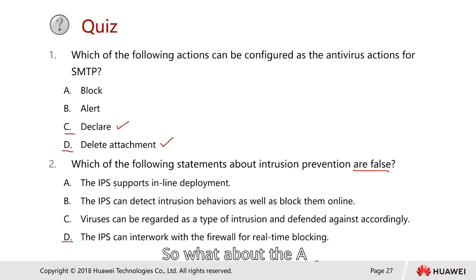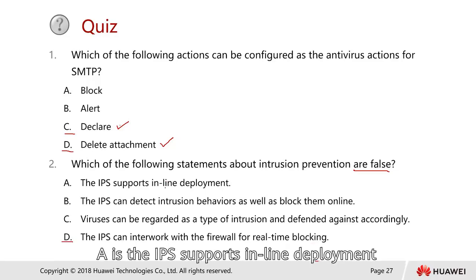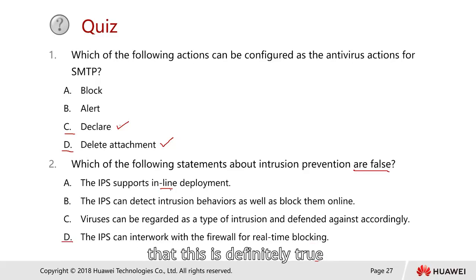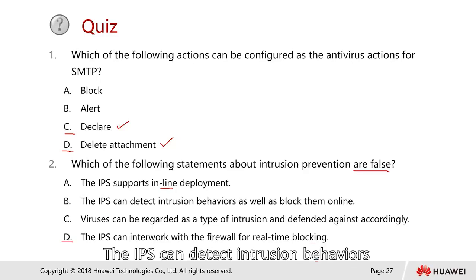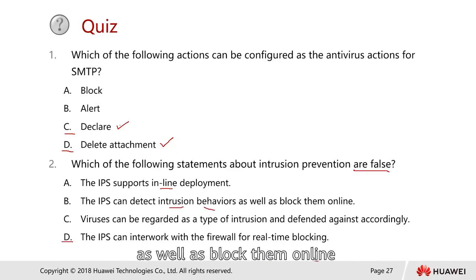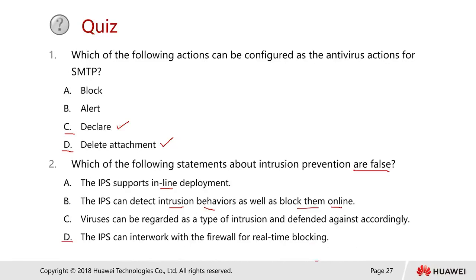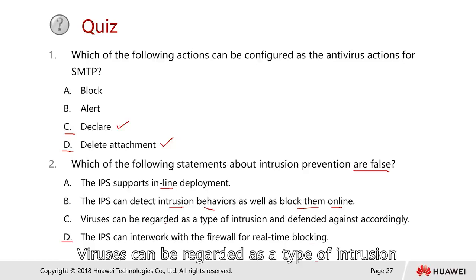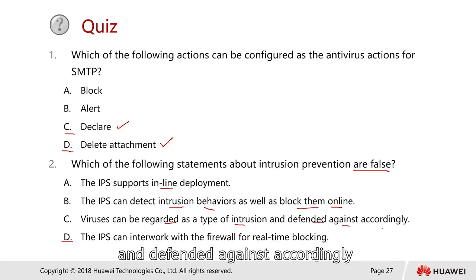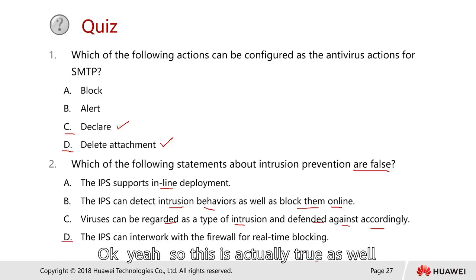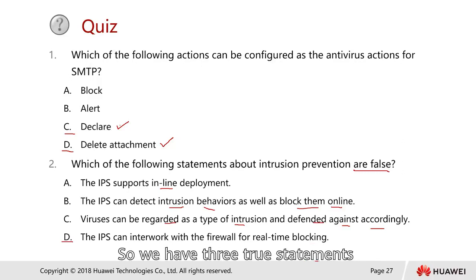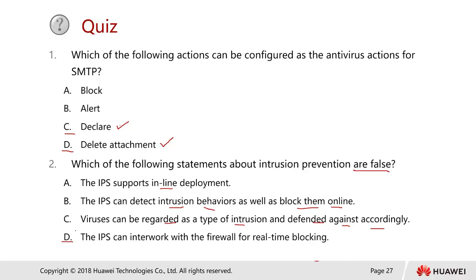So what about A? A is that the IPS supports inline deployment. This is definitely true. The IPS can detect intrusion behavior as well as block it online, that means on the spot. Viruses can be regarded as a type of intrusion and defended against accordingly. This is true as well. So we have three true statements, and D is the false statement.